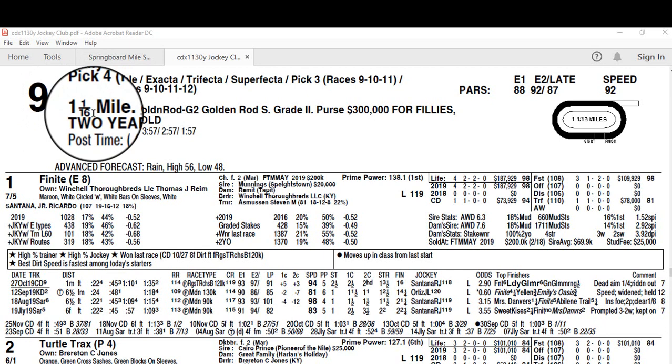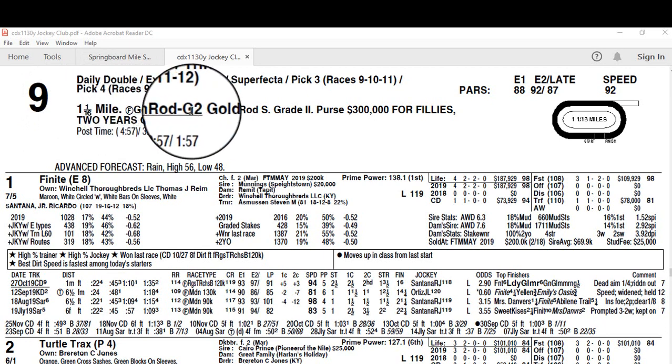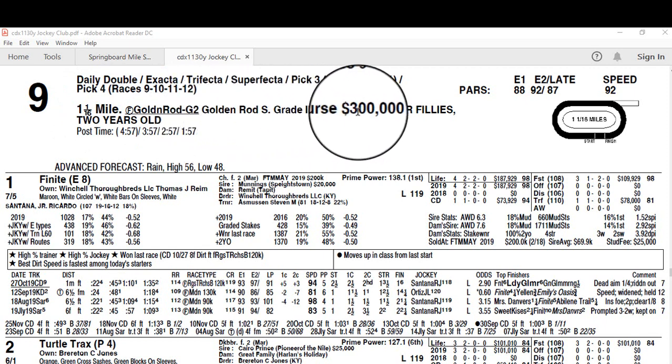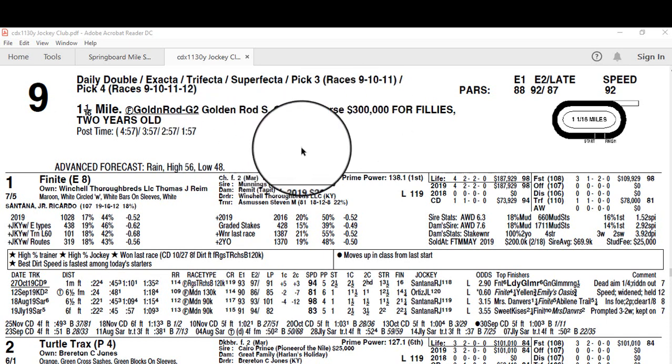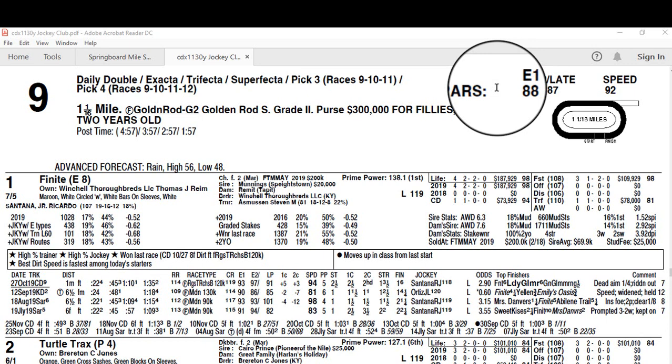The distance, the name of the race, or the class level of the race, and the purse, and what kind of horses this race is meant for. Who's running in this particular race? Post times. To remind you, we're going to get into those pars right there and speed figures in future videos.